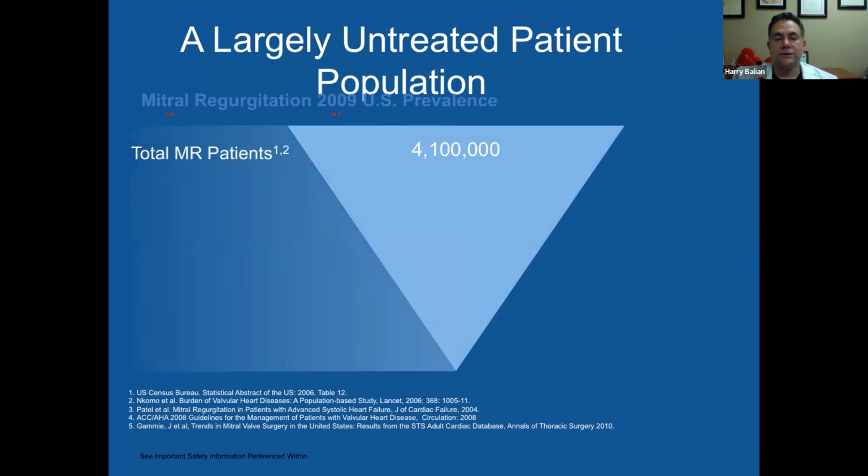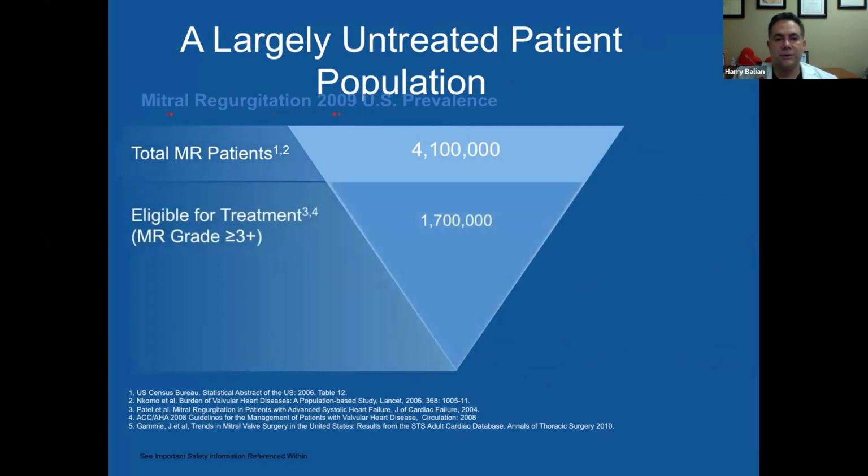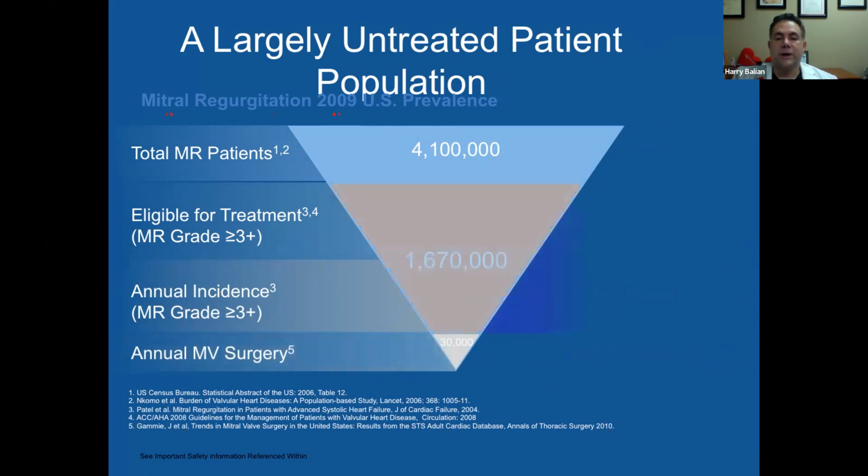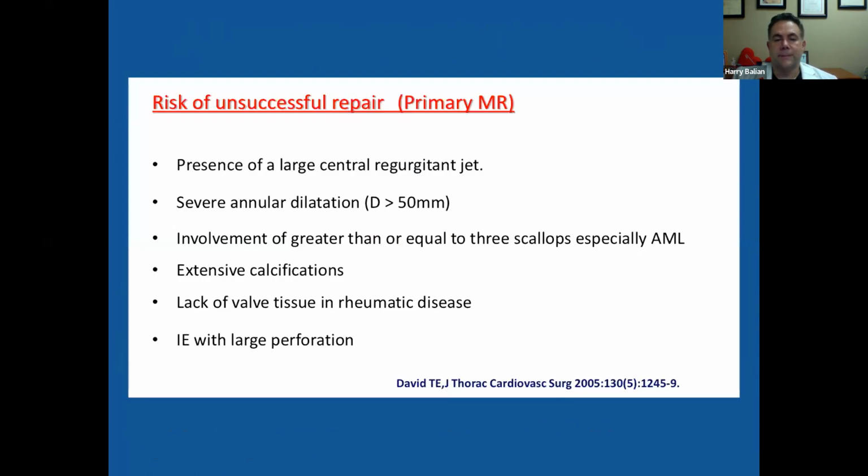And the MR, unfortunately, is under-recognized and under-treated, just like the AS. Total MR, 4.1 million patients. Eligible for the MR treatment, percutaneous or surgery, 1.7 million. And eventually only 30,000 get the actual surgery or the treatment. So it's very parallel to the aortic stenosis.